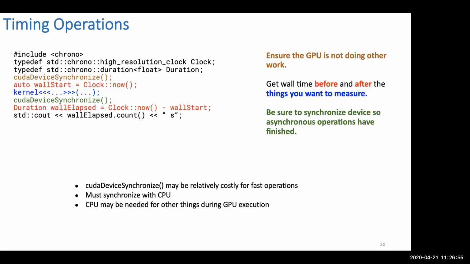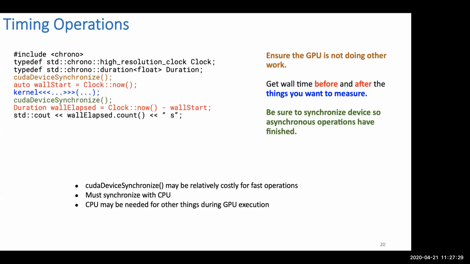call cudaDeviceSynchronize because we want to make sure the kernel is finished, right? The kernel launch is non-blocking. And then we'll record the wall time again and compare that with the starting wall time in order to get the duration of our kernel. So this is a great straightforward way to do things if you're looking at a single GPU with no asynchronous operations. But there are a few downsides to this approach. One is that cudaDeviceSynchronize itself may be relatively costly compared to the kernel performance, really only if the kernel is particularly fast.